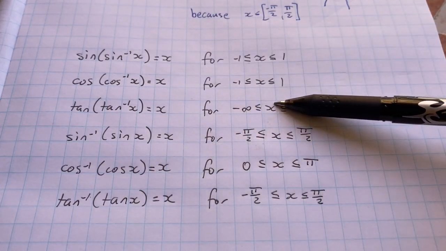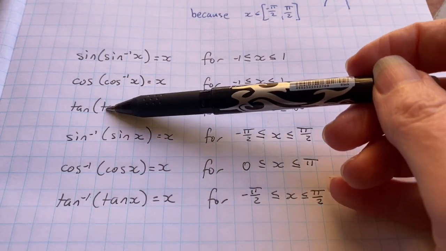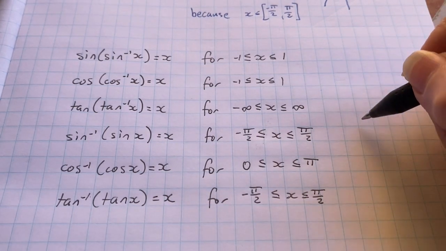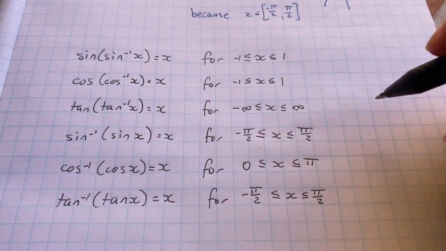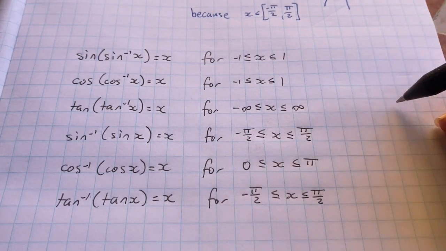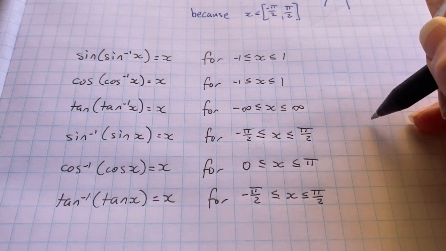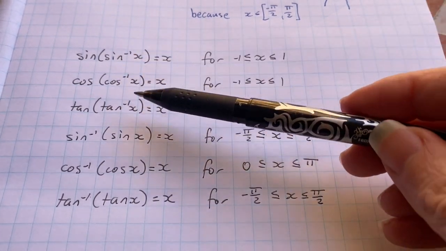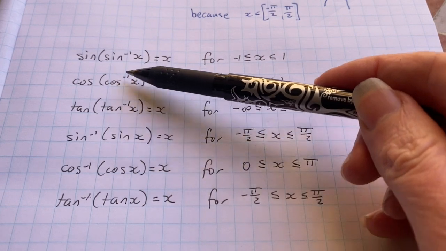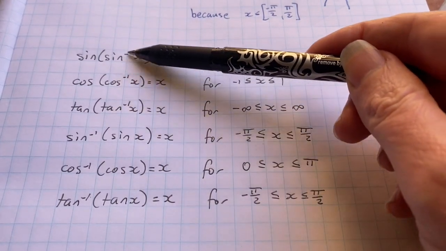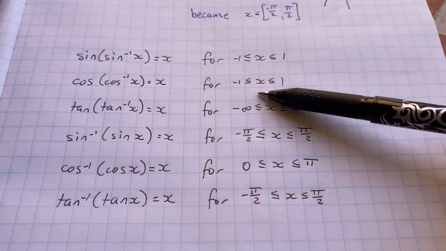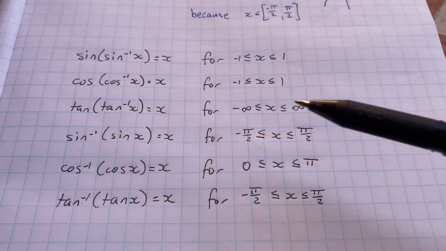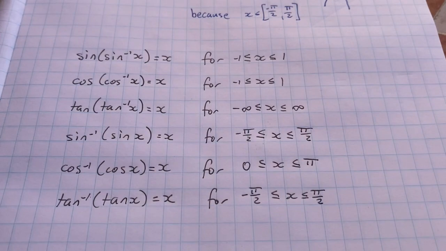For tan, x can be negative infinity to infinity. We can calculate tan inverse of any number, and that's because the range of the tan function, or the domain of the tan inverse function that goes that way, is negative infinity to infinity. So these three, we are limited by the domain of the function inside the brackets. And as long as we're within that domain, the sine and the sine inverse cancel out, the cos and cos inverse cancel out, and the tan and tan inverse cancel out.